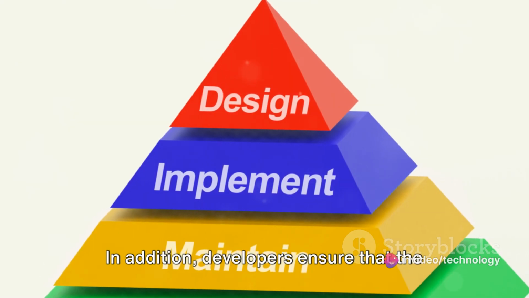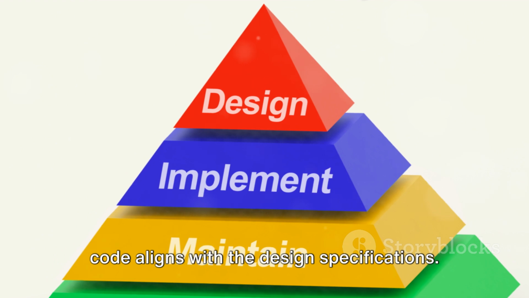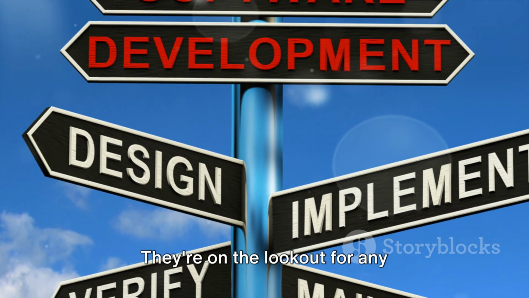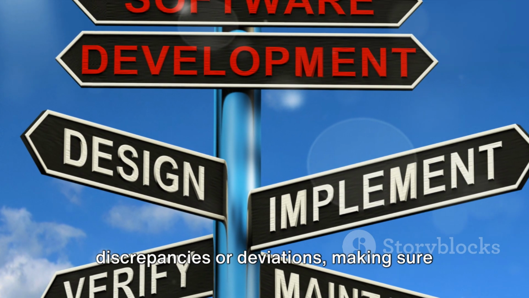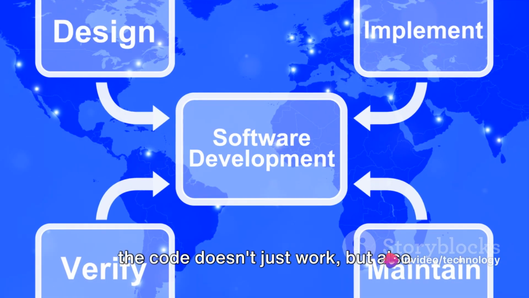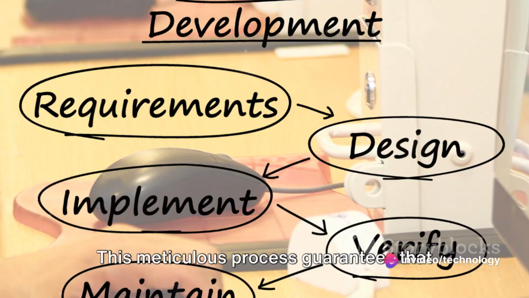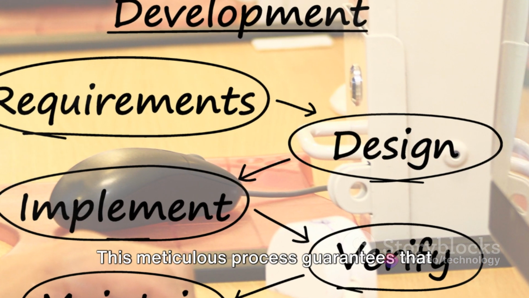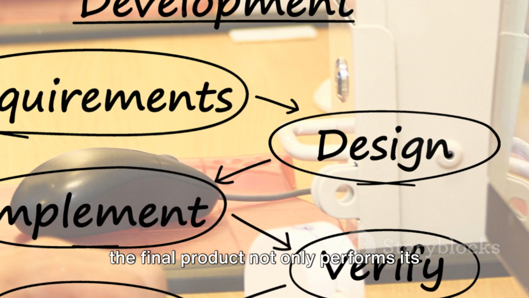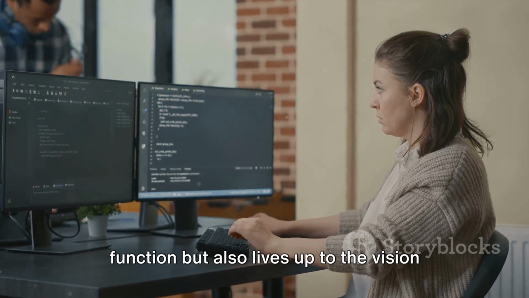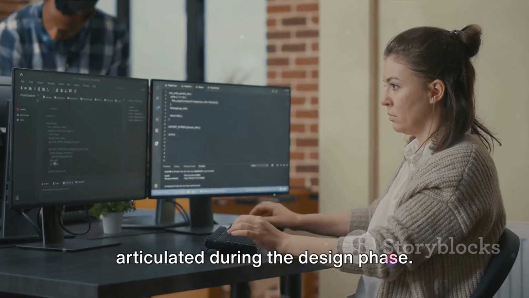In addition, developers ensure that the code aligns with the design specifications. They're on the lookout for any discrepancies or deviations, making sure the code doesn't just work, but also faithfully represents the original design. This meticulous process guarantees that the final product not only performs its function, but also lives up to the vision articulated during the design phase.